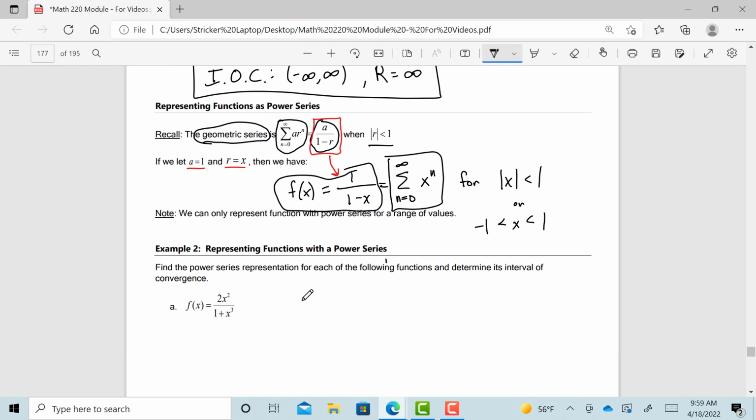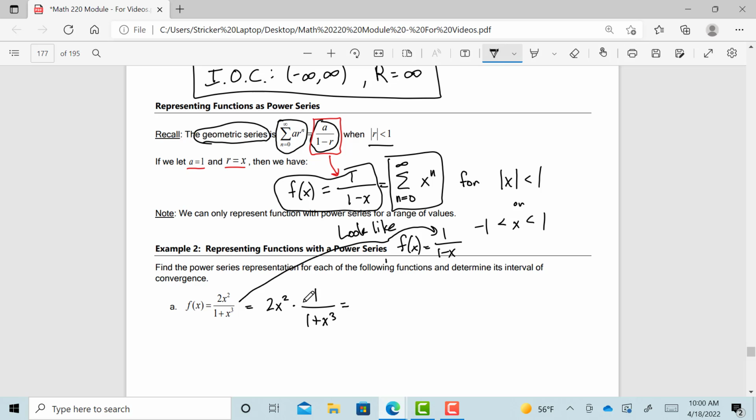So let's see how this works. Now, example 2, part A, notice we have a function. It's not exactly the same as what we're talking about here. Remember, we're using f of x equals 1 over 1 minus x, that form. So we have to make it look like what we just talked about. One thing we could do is move the 2x squared that's in the numerator out front. If we move that out front, we're left with 1 over 1 plus x cubed. And then, remember, it's 1 over 1 minus x, so we need a minus there.